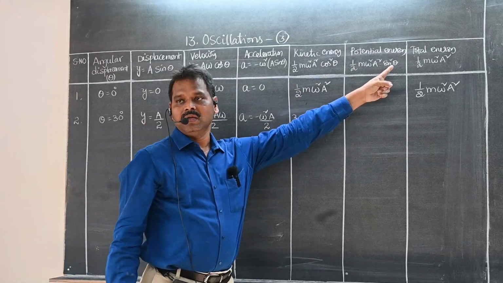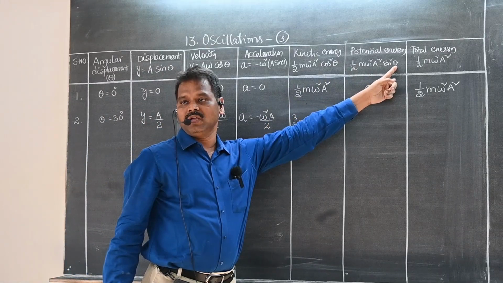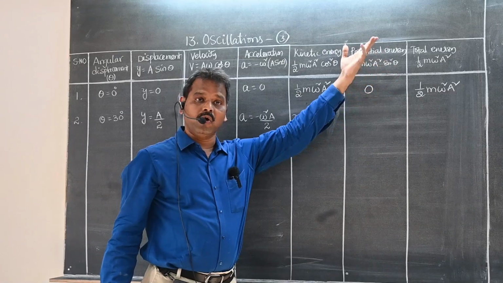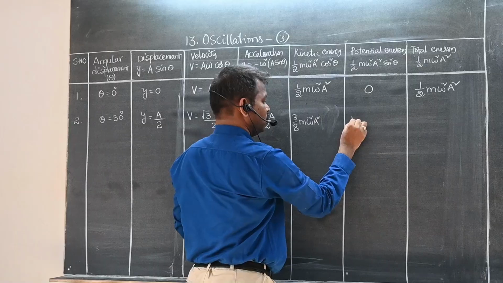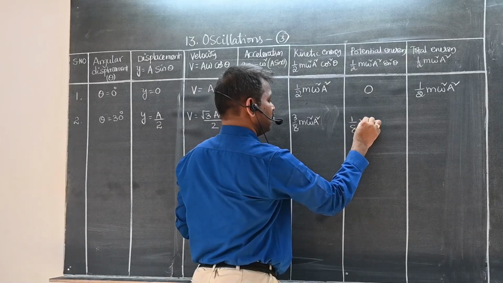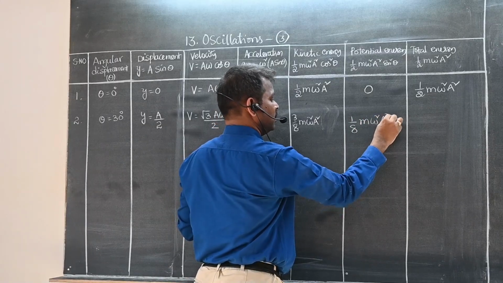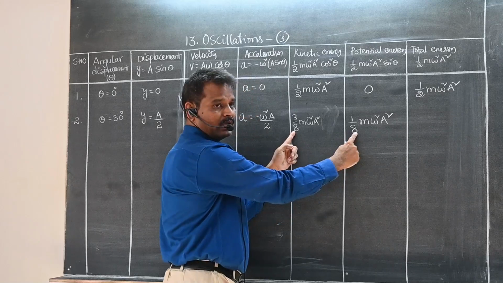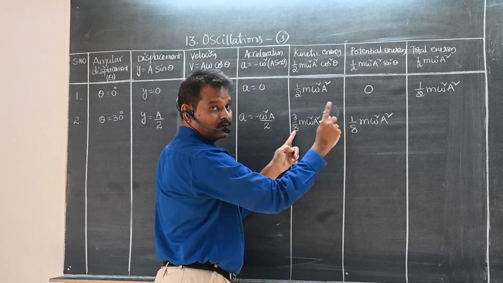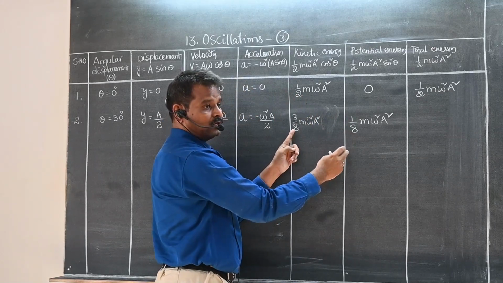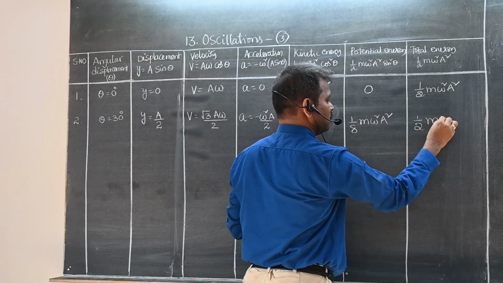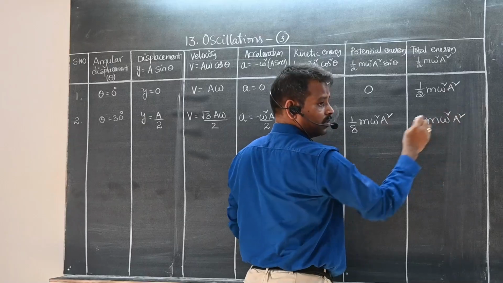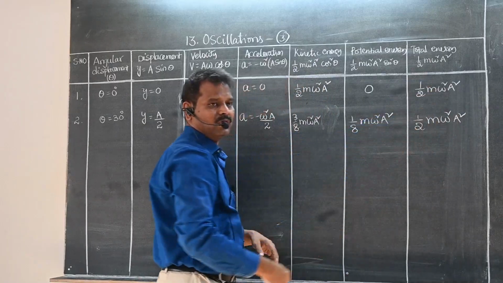And if you come here, theta is 30, sin 30 is 1 by 2. 1 by 2 whole square is 1 by 4, 1 by 4 into 1 by 2 is 1 by 8 m omega square A square. If you add these two, 3 plus 1 is 4, 4 by 8 is 1 by 2. So this is what you are going to get: half m omega square A square. If you add this to this, you can directly also write it.